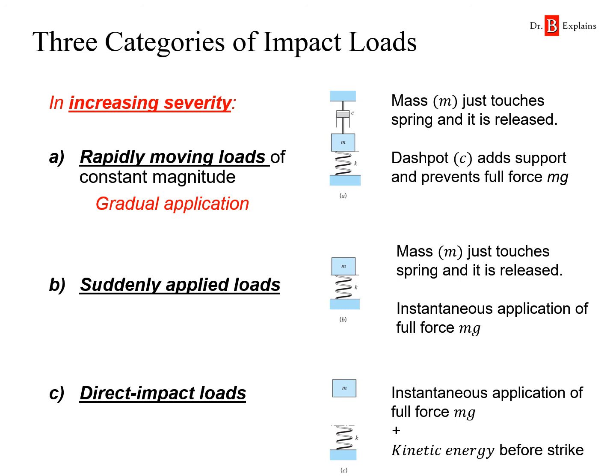Okay, the last one is direct impacts. What do we have? We have the same mass. There's no dashpot, and instead we have some distance between the mass and the spring. What this distance is supposed to do is, one, give enough room for the mass to accelerate and then strike the structure. So it's like a full-blown impact. Here we will have the instantaneous application of the full force, mass times gravity, plus any kinetic energy before the strike.